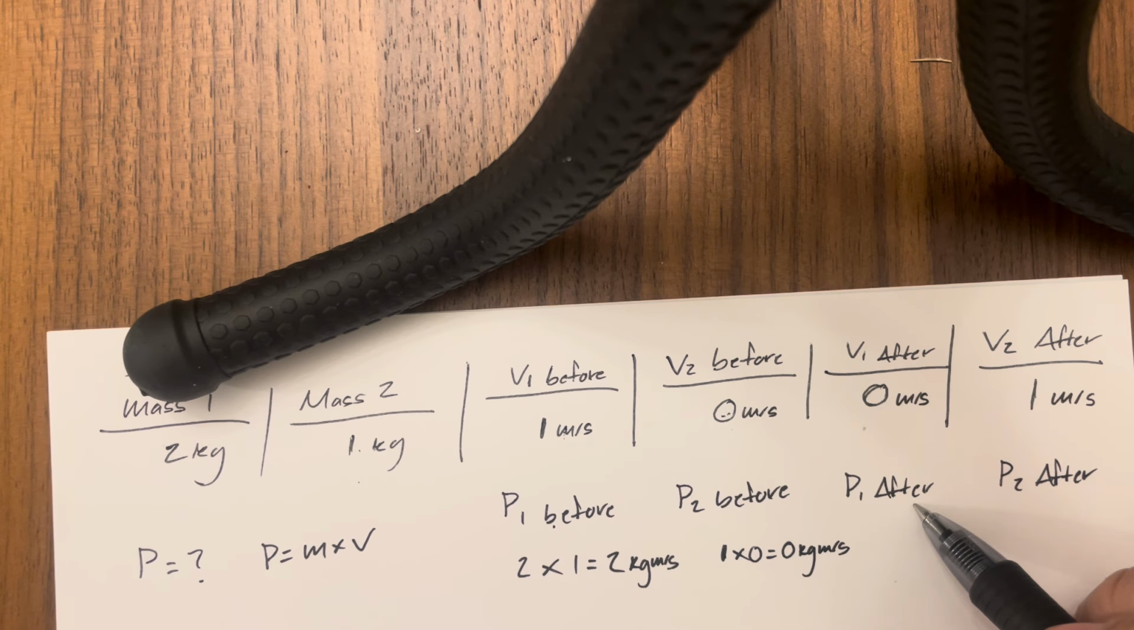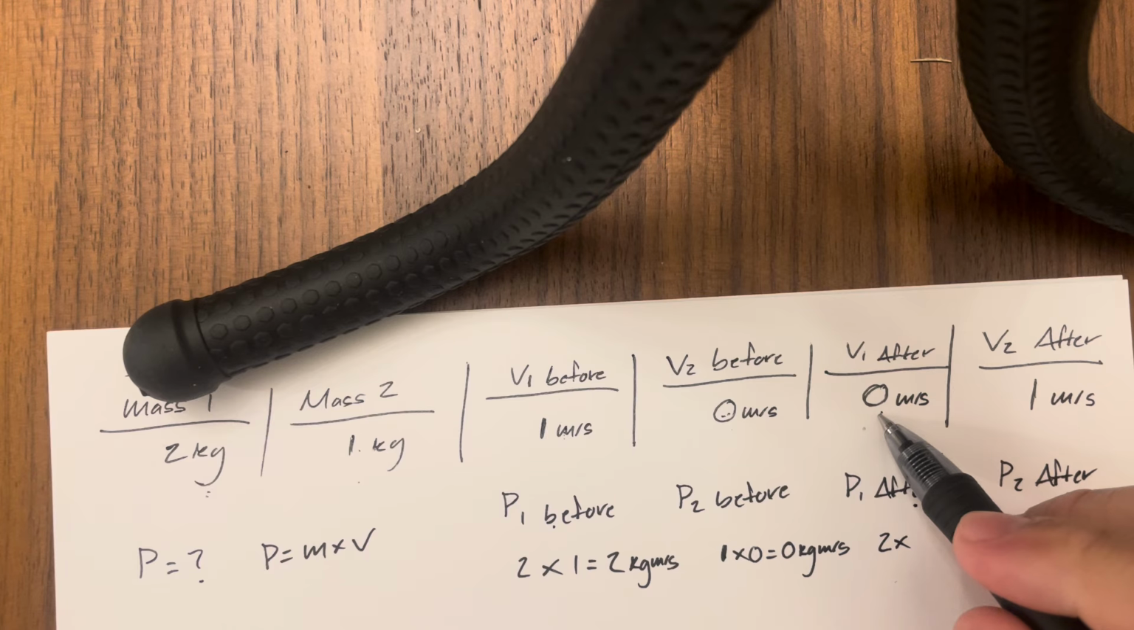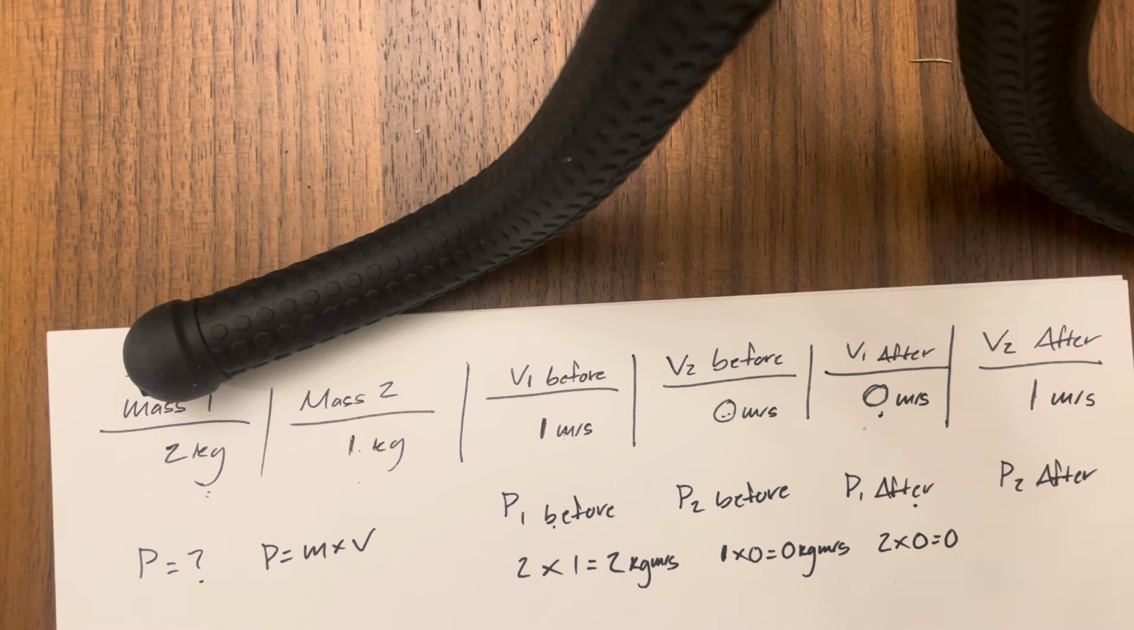Now let's do P1 after. I'm going to use my same mass 1, which is 2, times velocity after, which is 0. 2 times 0 is 0. I'm going to leave the units off because I'm running out of space. Then P2 after, mass 2 is 1 times velocity 2 after, 1 times 1 is equal to 1.